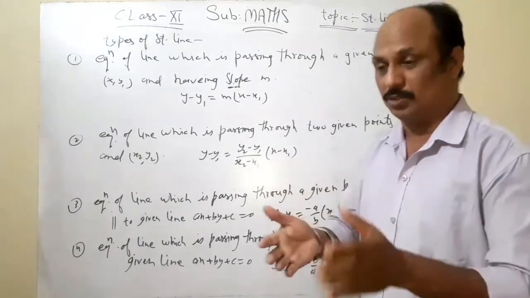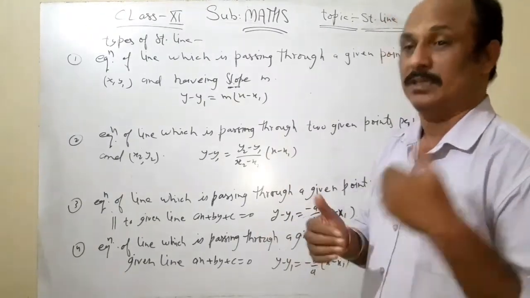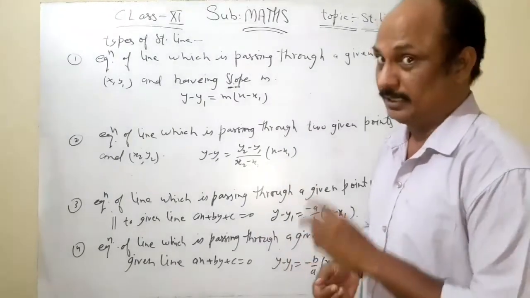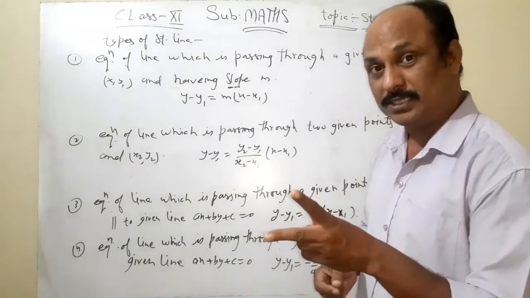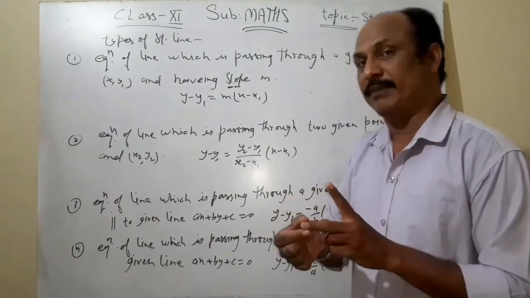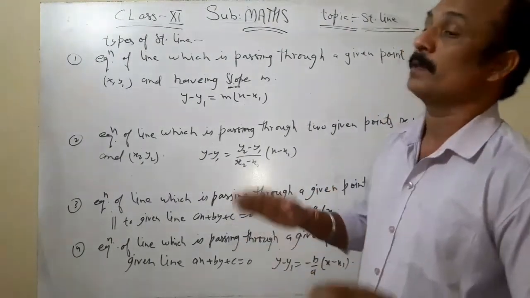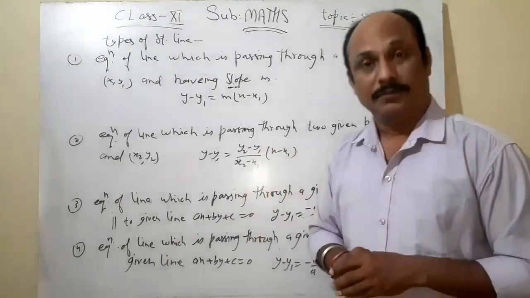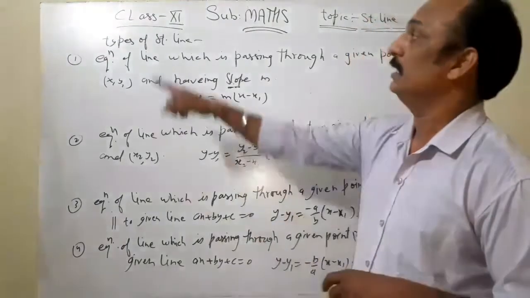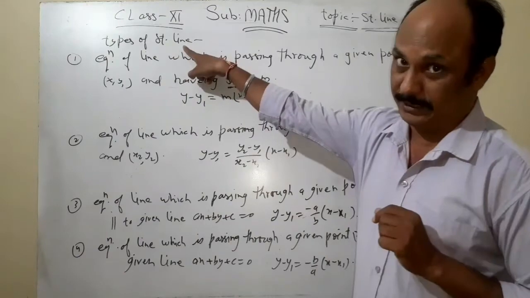Okay beta? So in 11th class we discuss straight line in 2D. 2D means x coordinate and y coordinate. Okay? So today we will discuss about types of straight line.